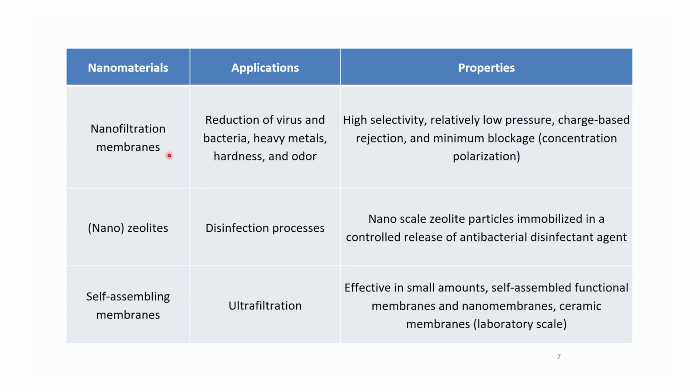Then there are nanofiltration membranes, which can reduce viruses and bacteria from water, heavy metals, hardness, and odor. The properties are high selectivity, relatively low pressure, charge-based rejection, and minimum blockage and concentration polarization. So these have minimum blockage. Otherwise, whatever membranes you use, there is a case of fouling.